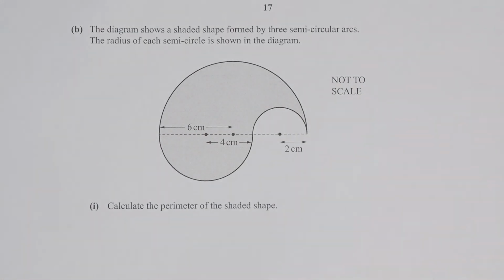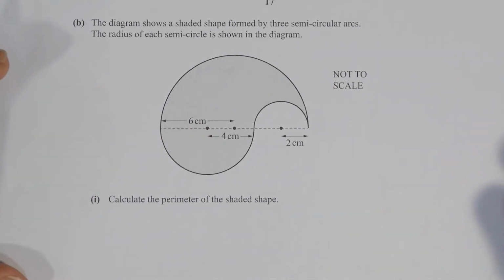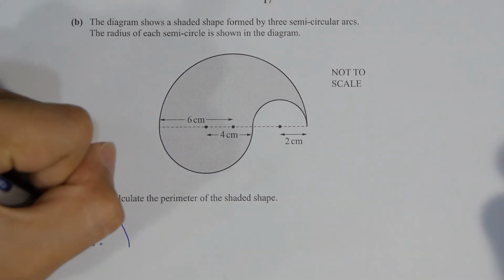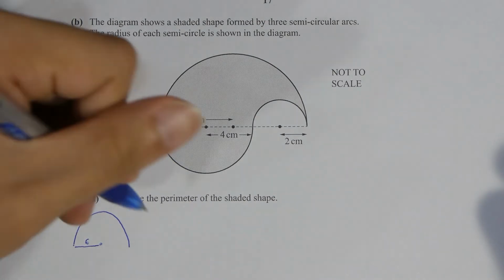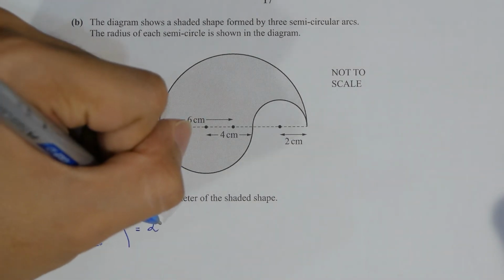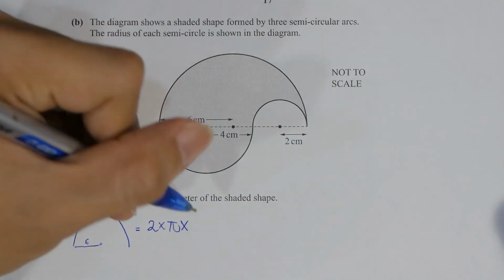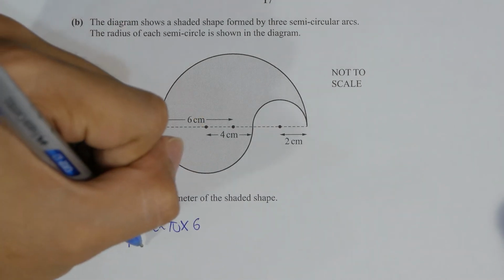9b, okay, calculate the perimeter of the shaded shape. So the first thing that I did was I calculated the bigger semicircle. So 2 pi r, okay, then I got it as 12 pi.